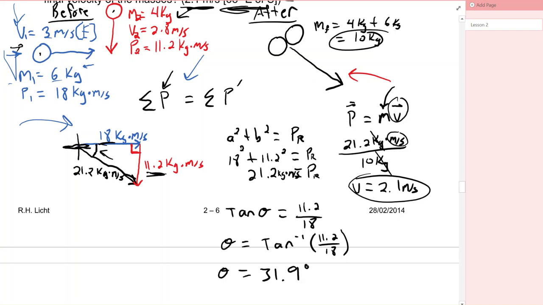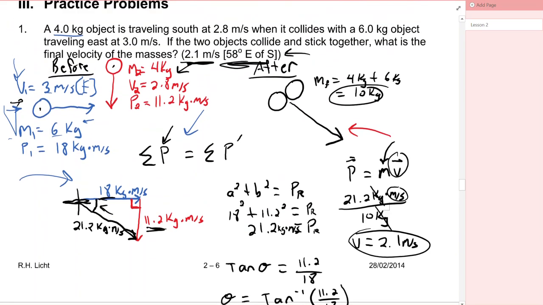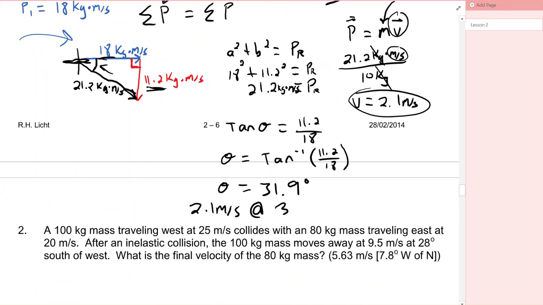degrees. So then in the end, my answer would be 2.1 meters per second at, now I'm just going to call it 32. Should have been 32. There's 2 sig digs in the original answer, so 2 sig digs in my answer. So 32 degrees. And now we just got to say that whole north of west, the navigator method, right?